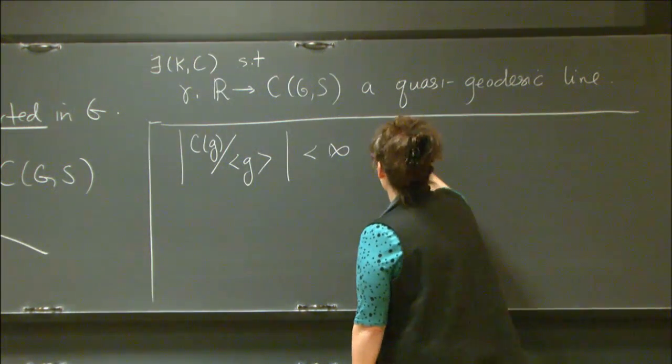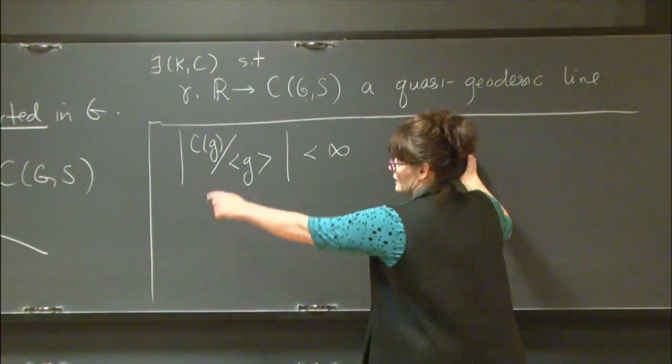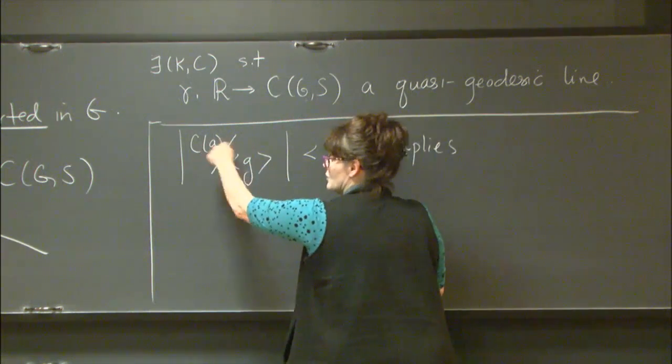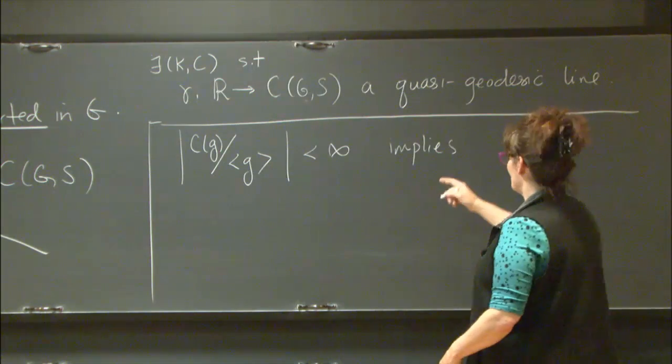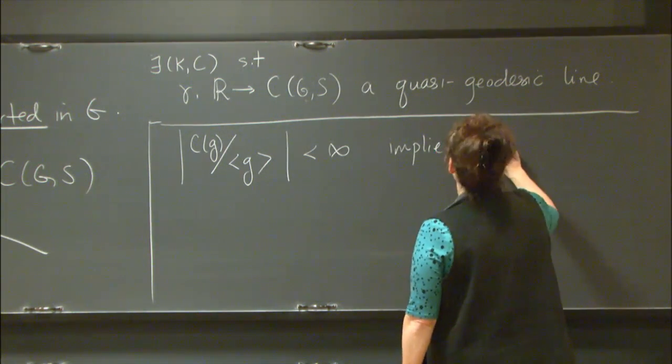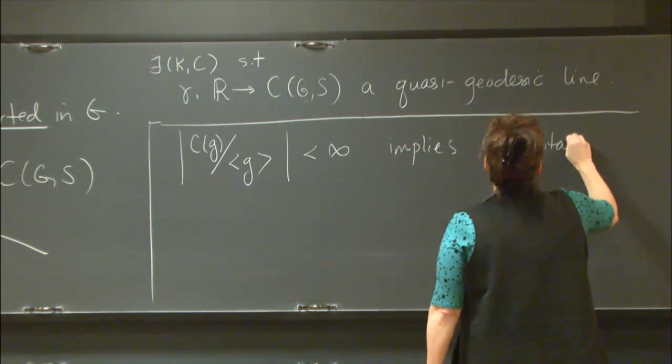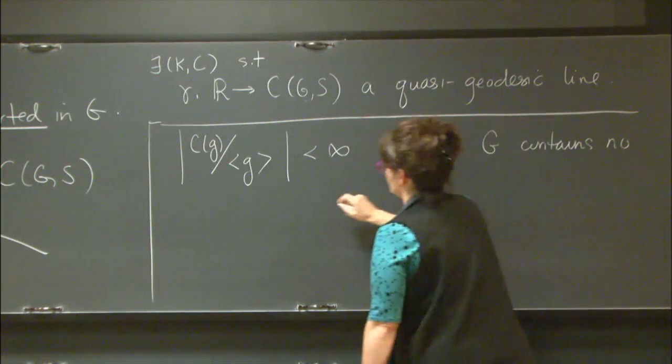Which of course implies, right, so I take a little g, it's infinite order, I look at its centralizer, and I don't get much more than the powers of g, right? So this implies, of course, that G contains no Z plus Z subgroups.